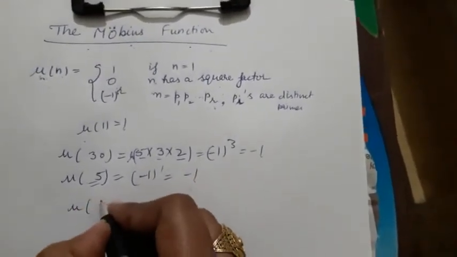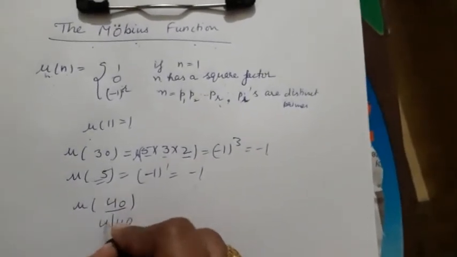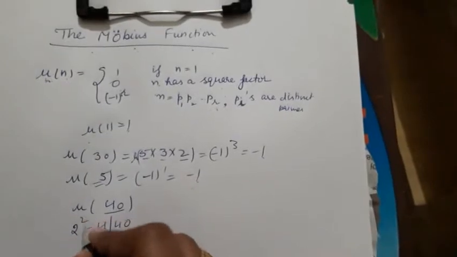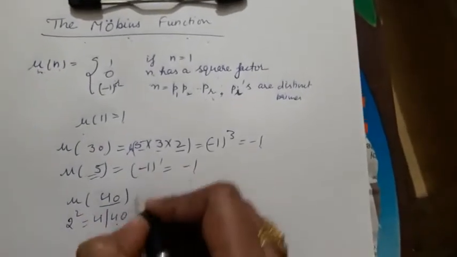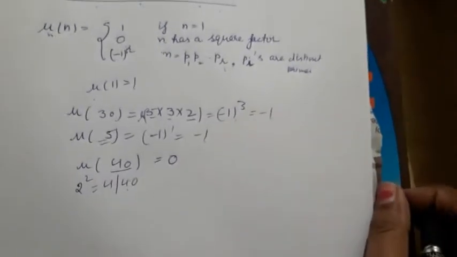What about mu of 40? 4 divides 40 and 4 is equal to 2 square. So a square factor divides 40, its mu value is 0. So this is the mu function.